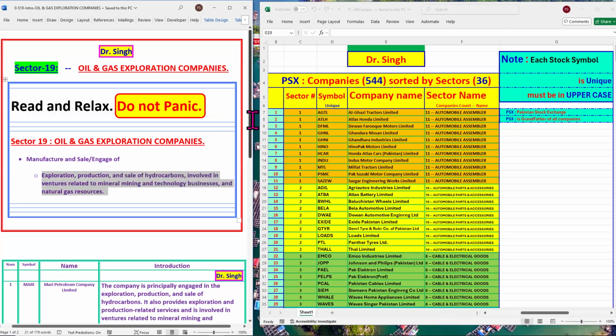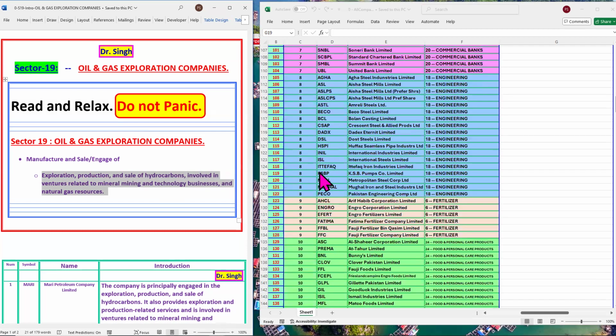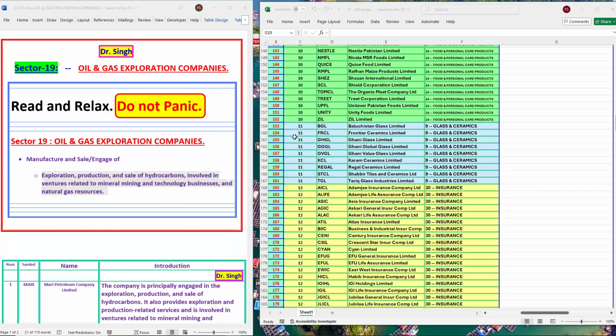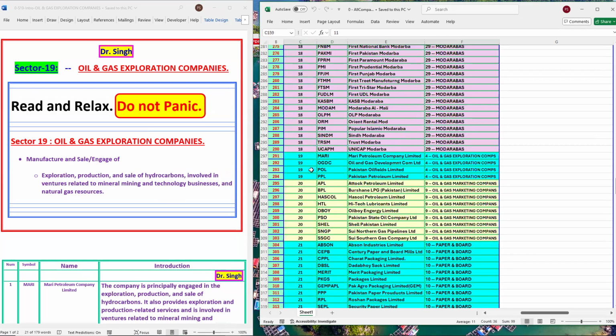Now, since there are 11 companies we mentioned, let's look over here. I'm moving to the right hand side. So these are the 11, no, not 11, but 19. I was not paying attention.